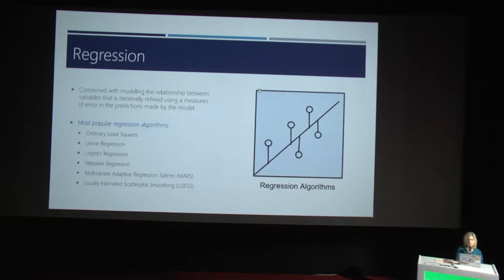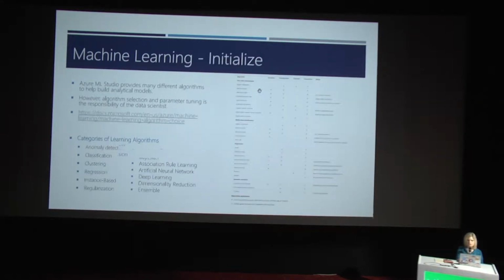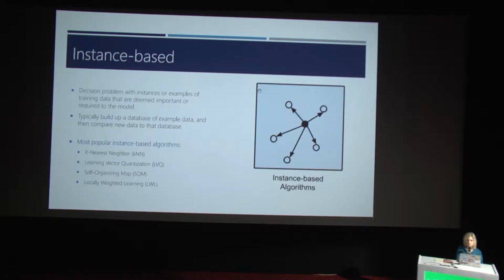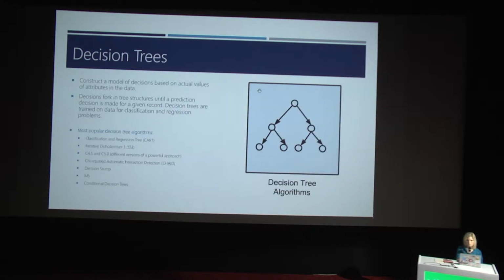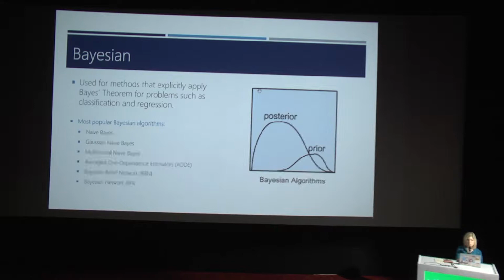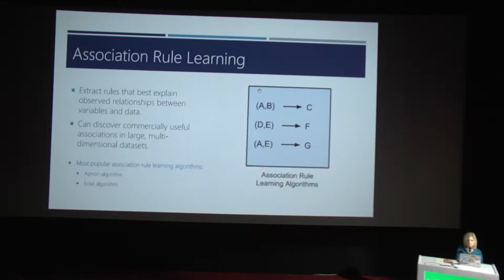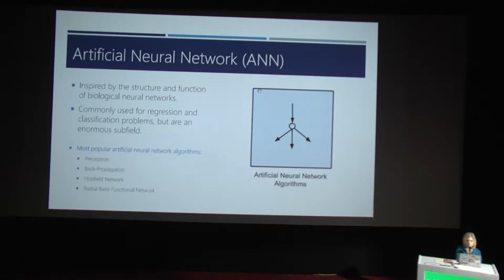I do want to point out, though, that if you have any questions about specific machine learning models that you've heard about before, decision trees is one that we looked at yesterday. Bayesian models, clustering, association rule learning, artificial neural networks.